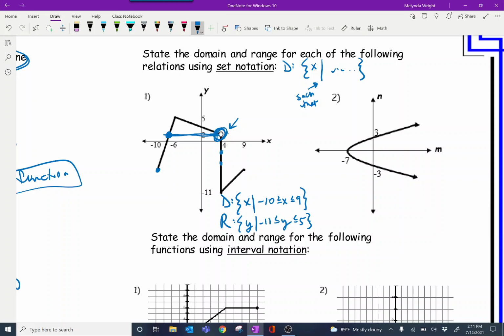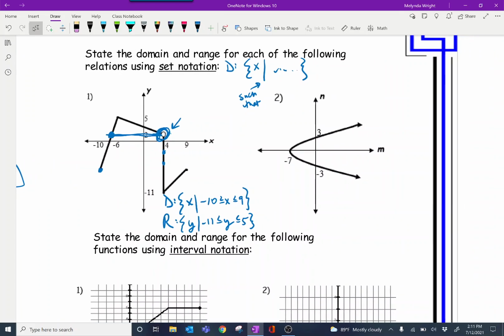Okay, let's look at our second example for set notation. The domain would be all x such that x is basically -7 and then to forever. So x has to be larger than or equal to -7. And our range would be all y such that, it looks like every single y, it keeps going down, keeps going up forever.